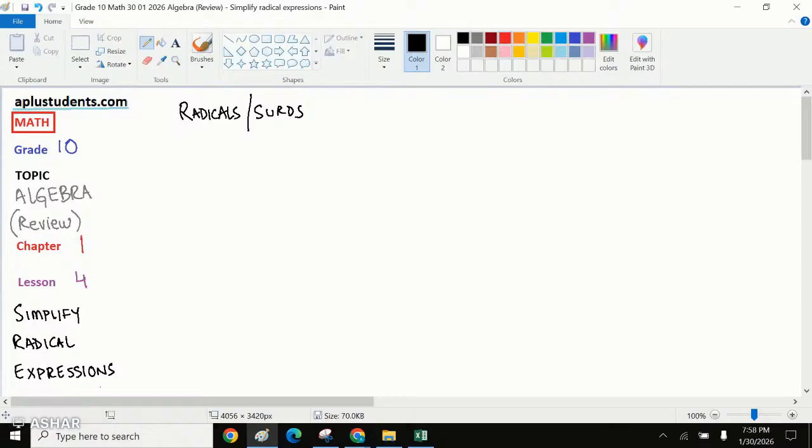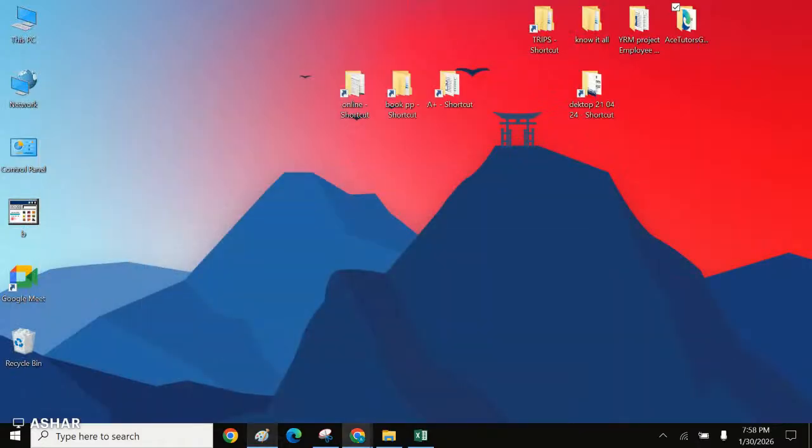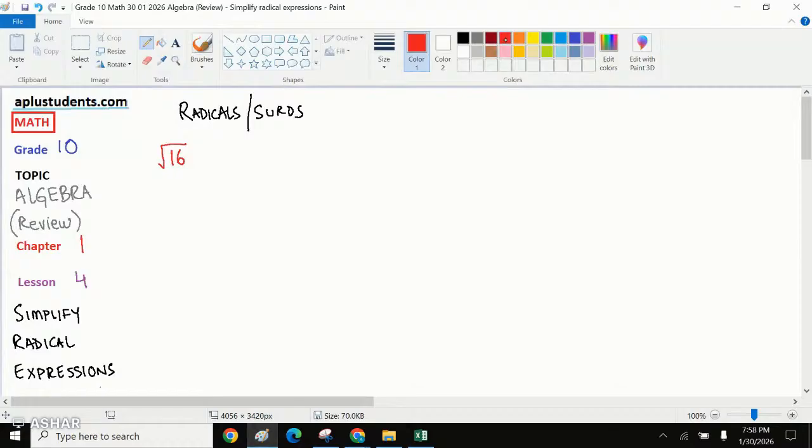Okay, so let's see. If we say a square root of 16, right? A square root of 16 can be written as, we find the prime factors. We need to find the prime factors first for 16. 16 can be divided by 2, that is 8 times 2. This is 4 times 2. This is 2, 2 and 1. We know that now 16 can be written as 2 multiplied by 2 multiplied by 2 multiplied by 2.